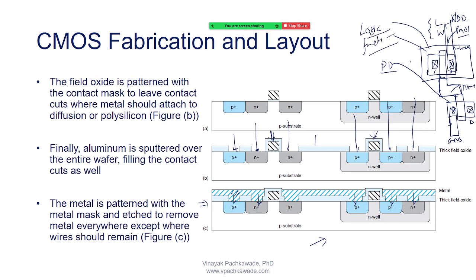Sir, why are P plus and N plus connected in the N-well? Where? In the N-well through metal. This one?